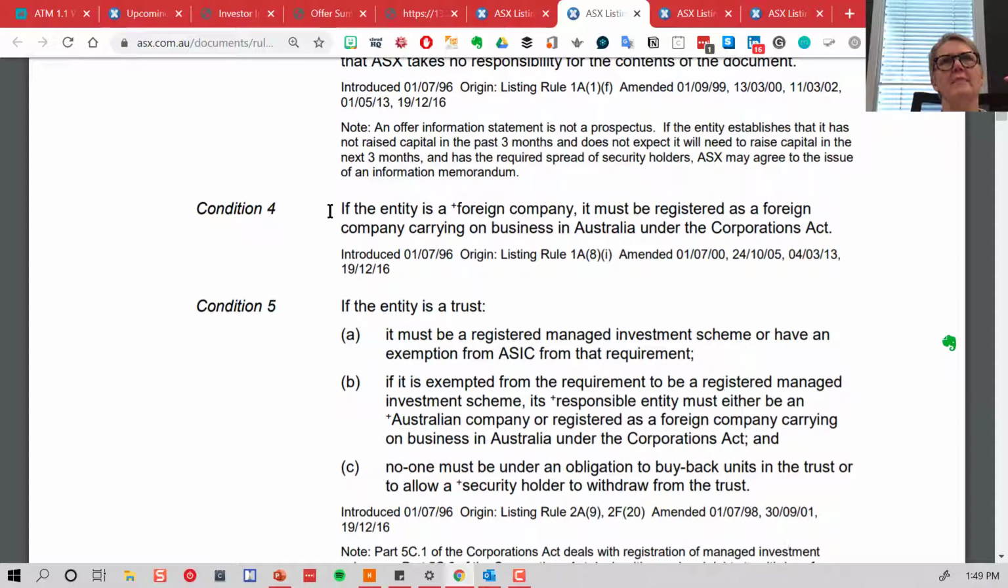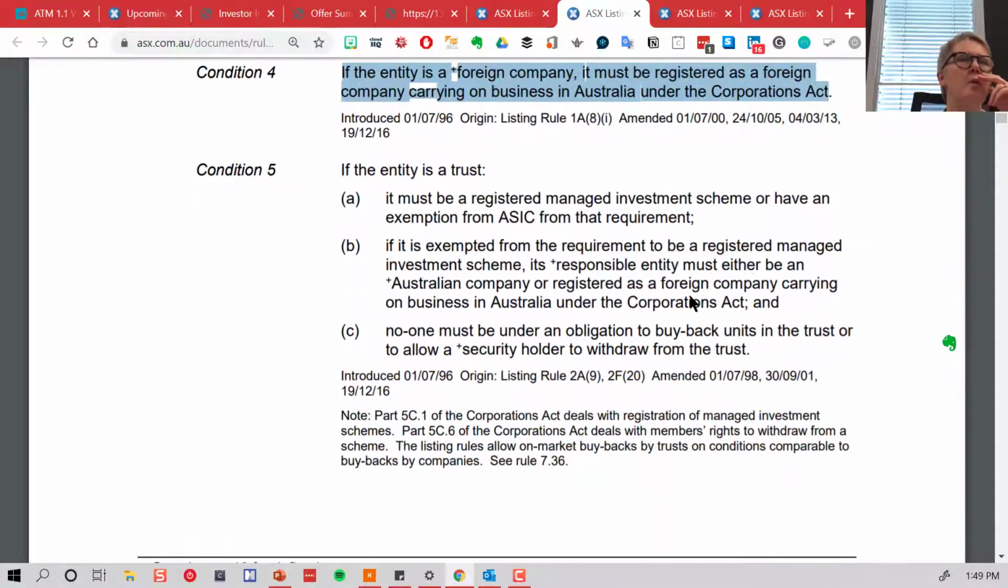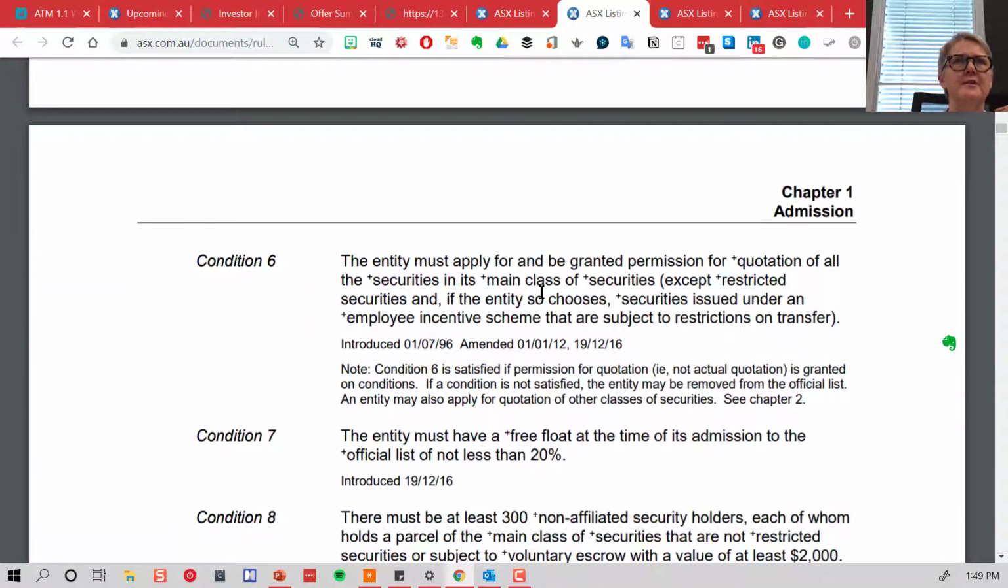Condition 4, for foreign companies, you need to get yourself registered and have what is called an ARBN, an Australian Registered Body Number, with ASIC. So that will require you to have a registered office here and to have a local agent here, somebody to receive correspondence, etc. I'm not going to worry about trusts because we're not really going to talk about them so much, but it's worthwhile seeing that there are some rules for a trust.